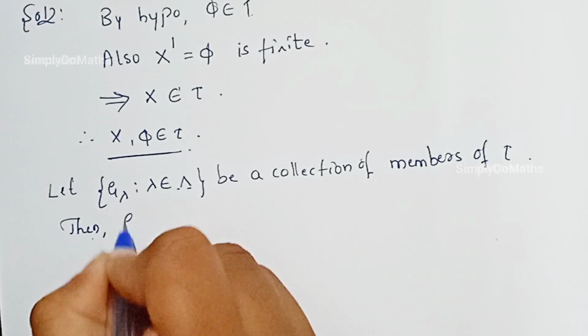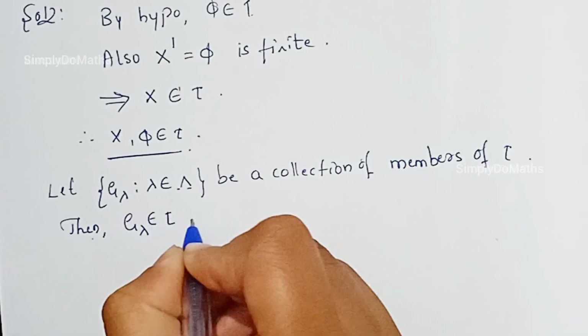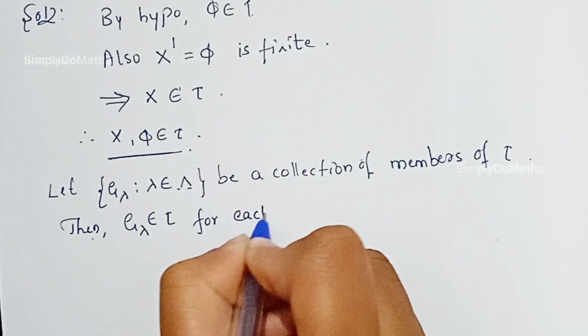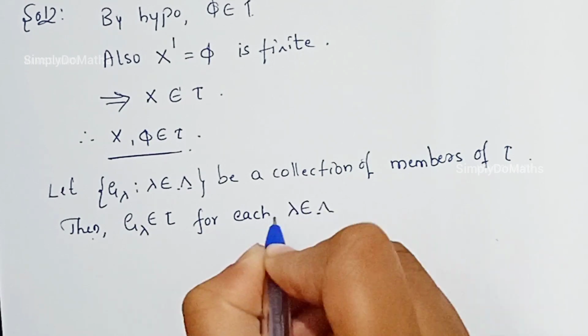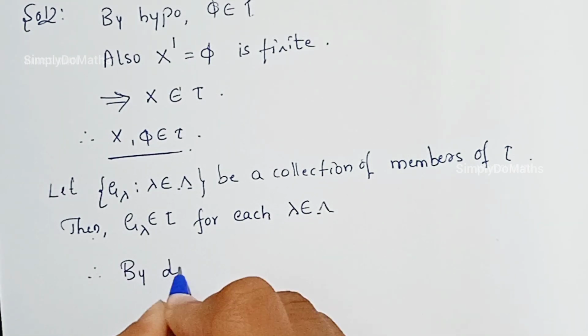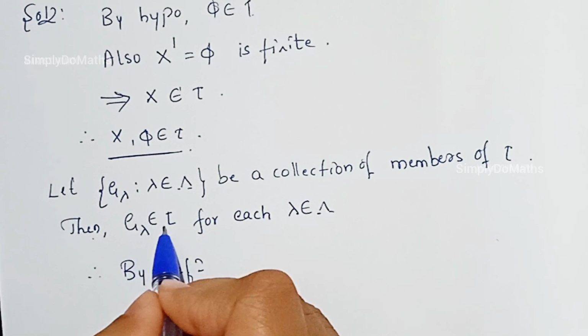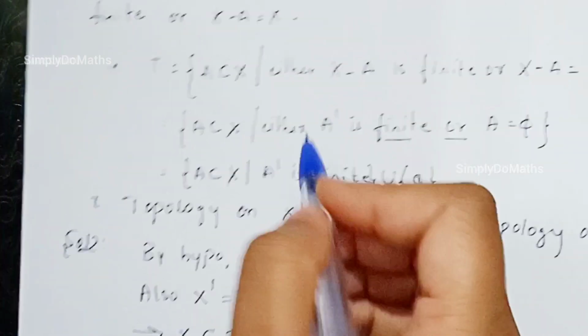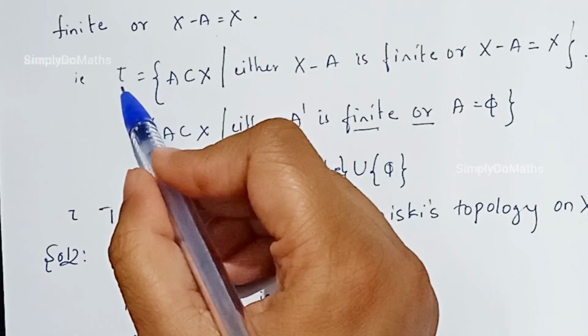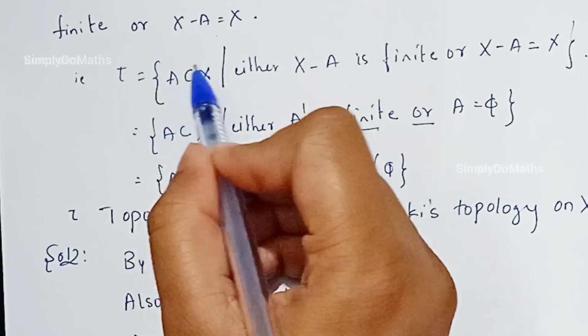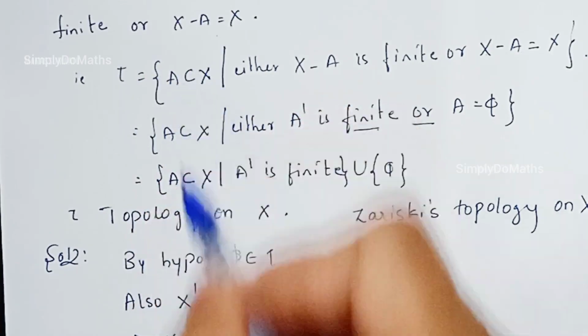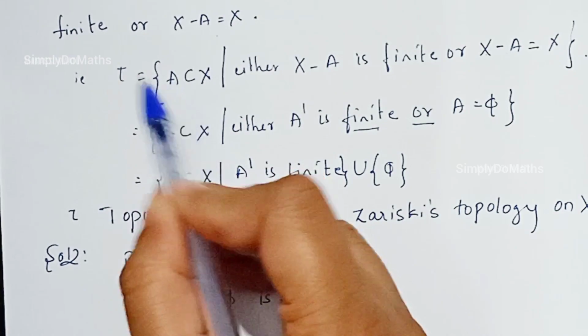Then G lambda belongs to tau for each lambda belongs to the index set. Therefore, by definition, we know that G lambda belongs to tau. Here they had given tau, which is nothing but, A a subset of X, A an element of tau.